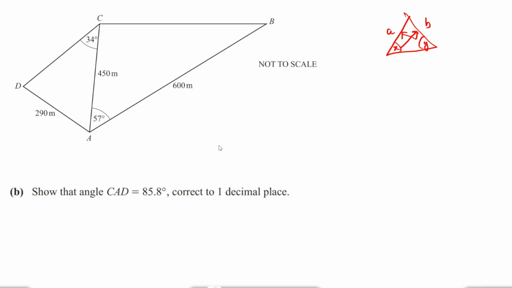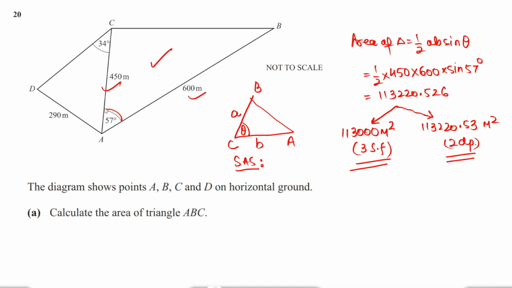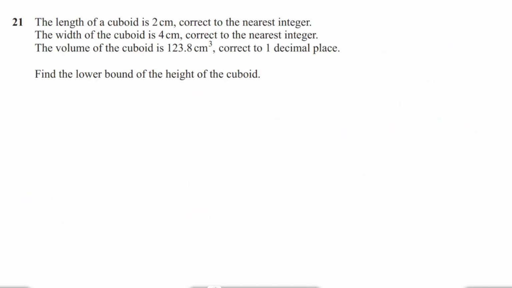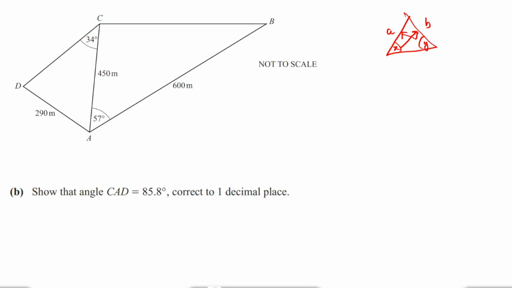In the next part, I have copied the shape again. We have to find that angle CAD is 85.8 degree. This angle we are looking for exactly. Okay, so let us mark this angle as, let us assume, X.